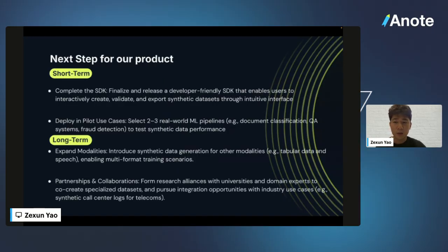So the next step for our product is we will complete the full pipeline. We will allow the user to interact actively, create, validate, and export the synthetic dataset through our front end page. And we would like to deploy it in pilot use cases. We want to select 2 to 3 real-world machine learning pipelines, for example, document classification, the question and answer system, or fraud detection, to test the synthetic data performance again and see how it works in more complex pipelines as well.